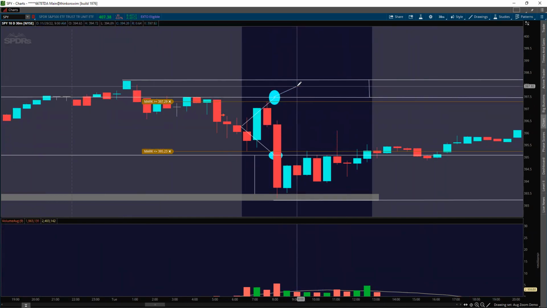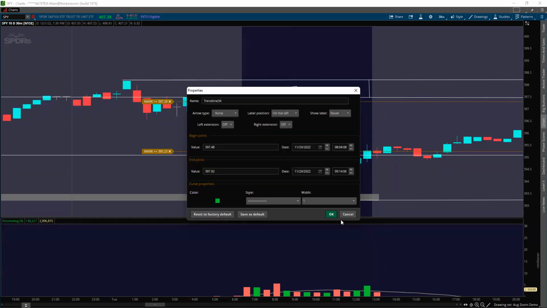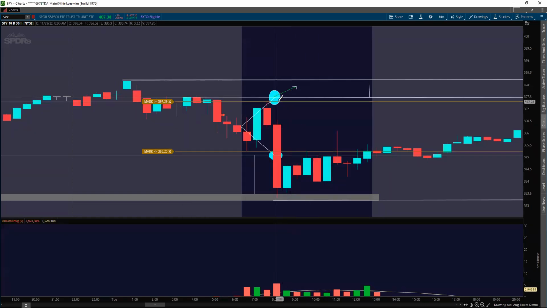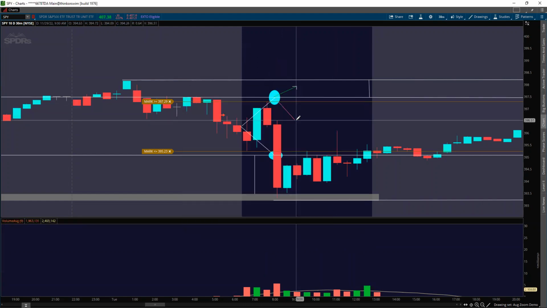But what you can do, and this is what I tend to do: if you take it to the upside, let's make this green. Your first thought is, oh great, I'm going to take calls. But the opposite of that is to take puts if we reject.